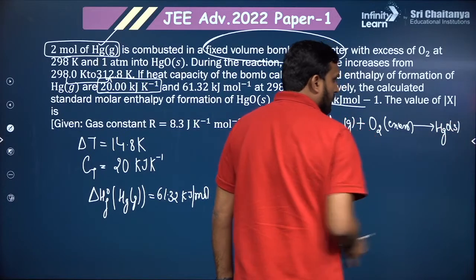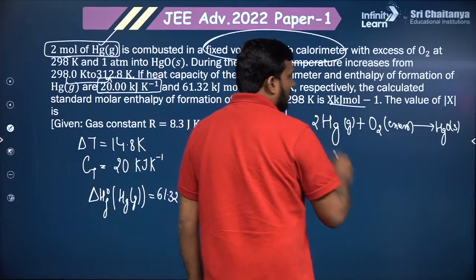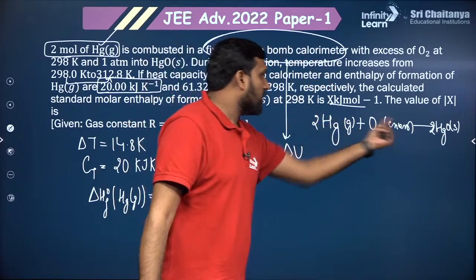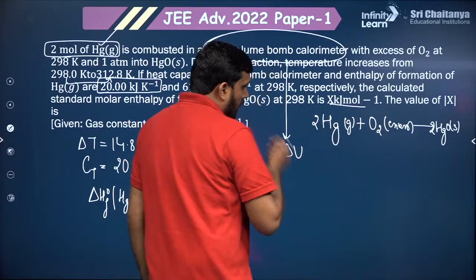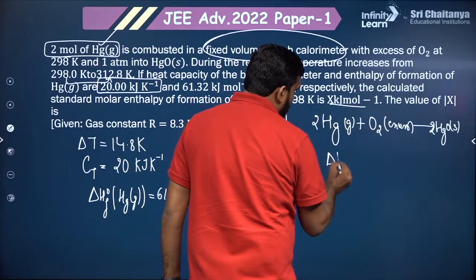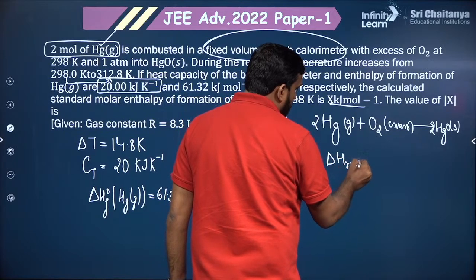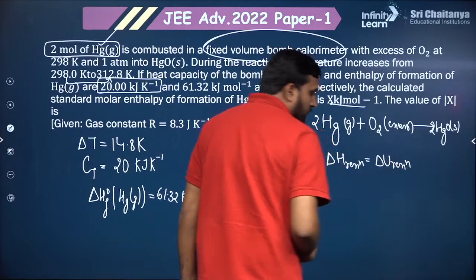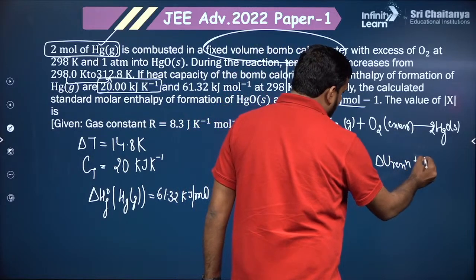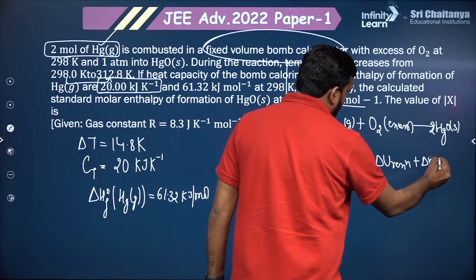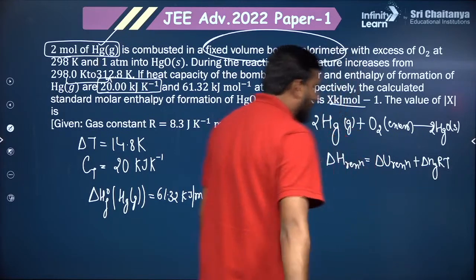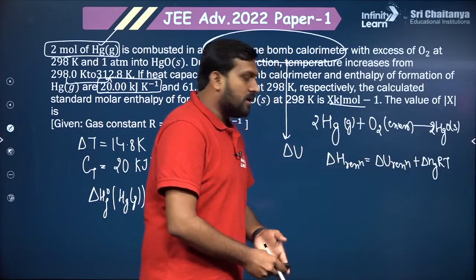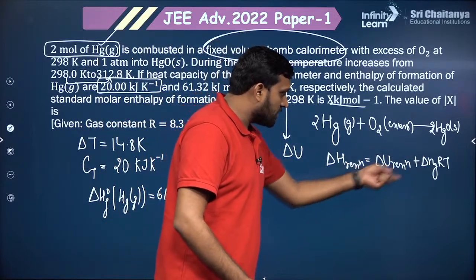If you balance out the reaction, it will be 2 here and 2 here. So this is what the reaction will look like. Now if I go for delta H of this reaction, can I say that delta H of the reaction will be equal to delta U of the reaction plus delta ng RT. This is the formula that we use when we know the delta U of a reaction, and for determination of the enthalpy of that reaction we use this equation.